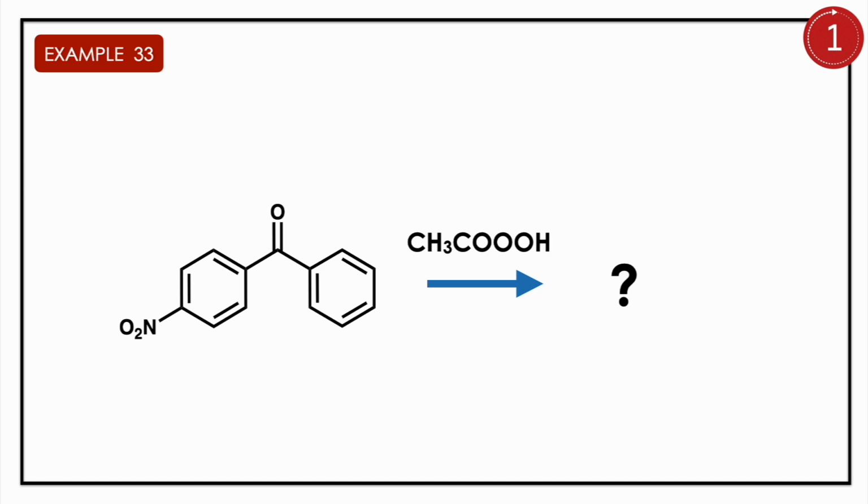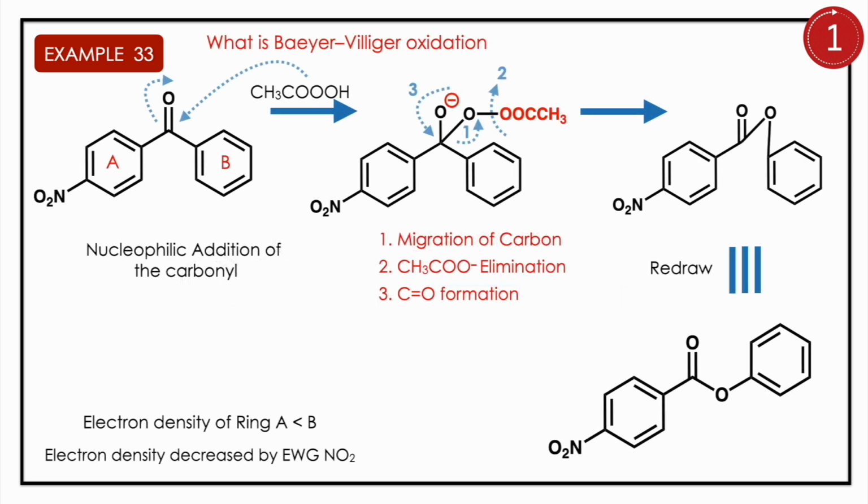Then the next example. Here you have carbonate, one side with phenyl, another side with nitrobenzene. You are using the peracid. You should find what will be the final product. The problem is all about migrating ability. We will see why. The starting material has carbonyl. You are using the peracid.